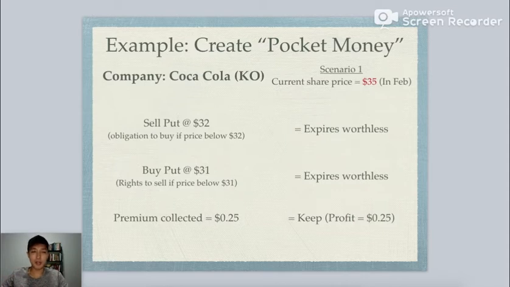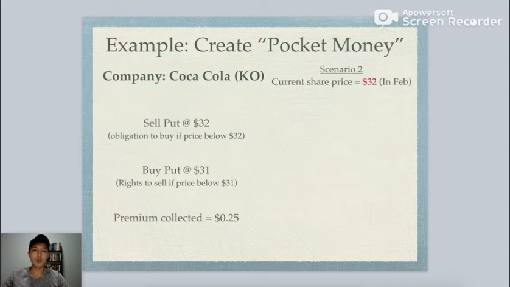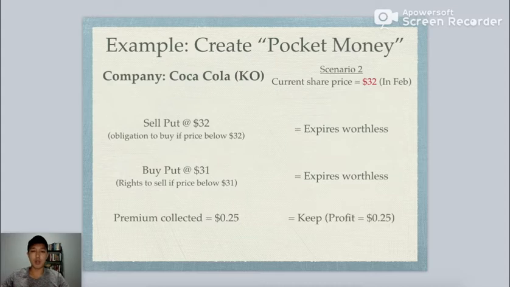Follow so far? Alright, let's move on to the next scenario. What if the price stays flat at 32? Your sell put has the obligation to buy the share if the price drops below 32. Because it stays at 32, your option is going to expire worthless because it's not below 32. Likewise for your buy put, you have the right to sell when the price goes below 31, but now the share price is at 32, so this buy put contract will expire worthless as well. So you keep your premium of 25 cents.